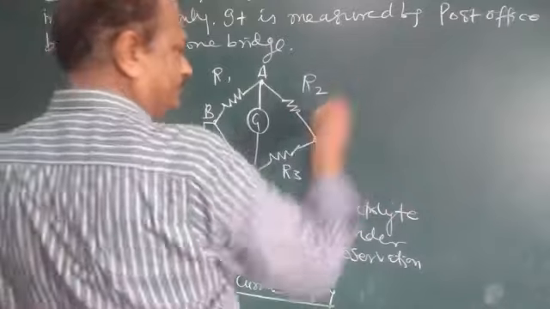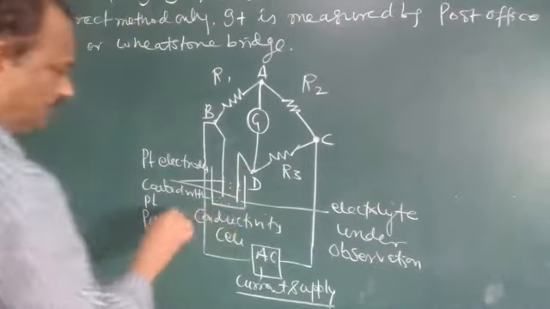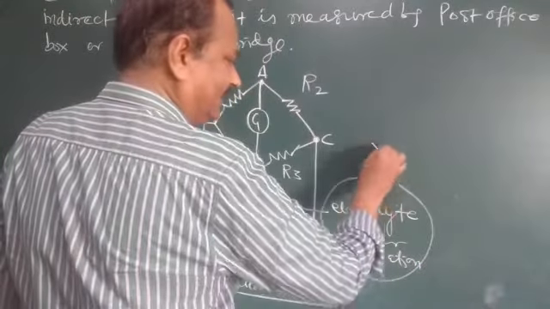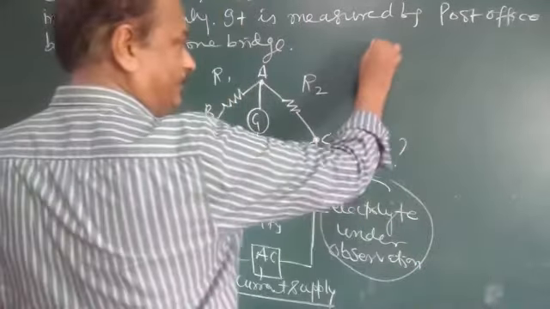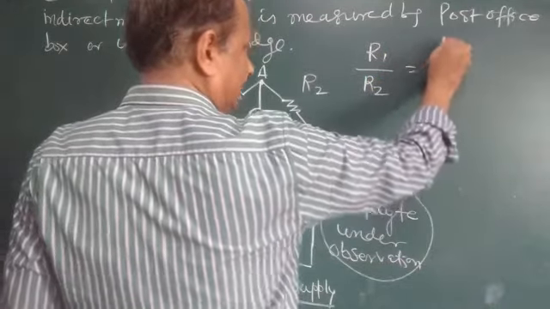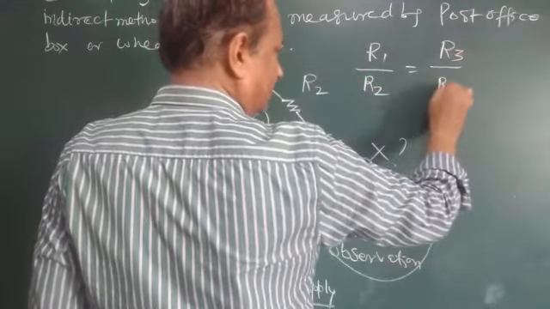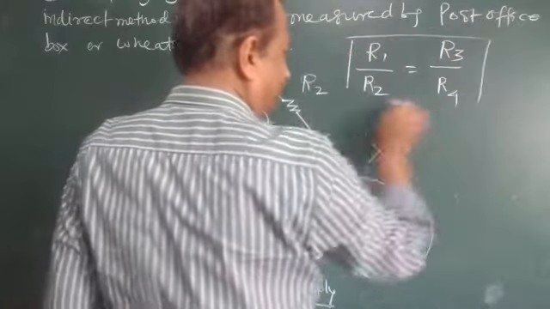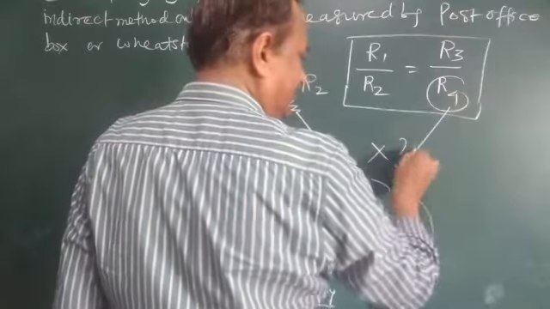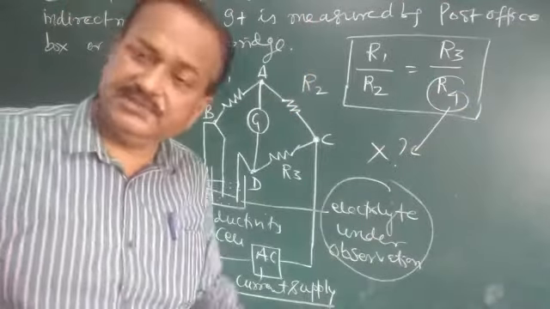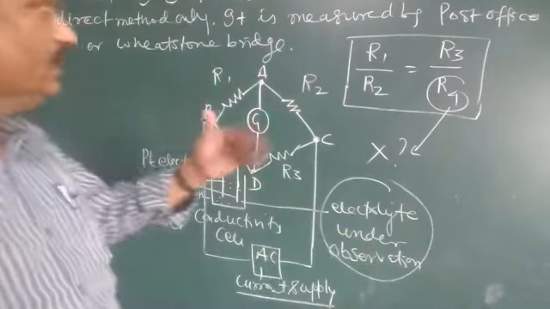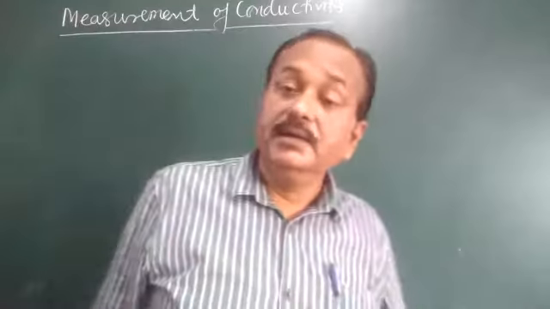Now simply, here it is the unknown resistance. Here the electrolyte, let it be X, and simply R1 upon R2 is equal to R3 upon R4. And so simply by this method, the value of Rx, which is unknown, can be found out. So this is the very simple way to find out the conductivity.